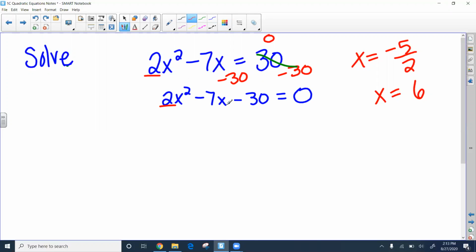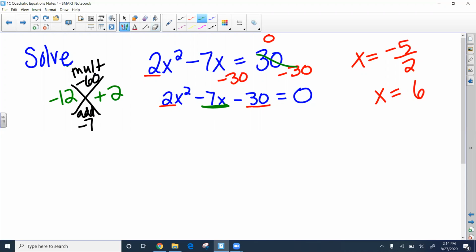Now I have to factor this, but you got to be careful of the fact that there is a leading coefficient. So I'm looking for numbers, I have to multiply those together, 2 times -30. I'm looking for numbers that multiply to be -60 and add up to the middle term. So they're going to add up to -7. So the two numbers we can find that multiply to be -60 and add up to -7 would be a -12 and a +5. Those multiply to be -60, add up to -7.